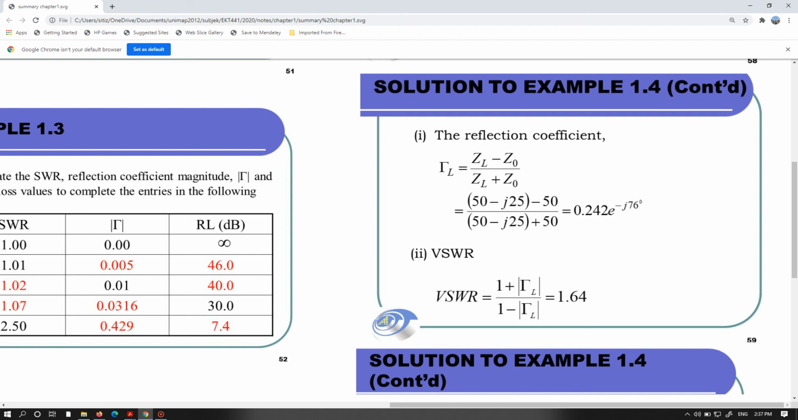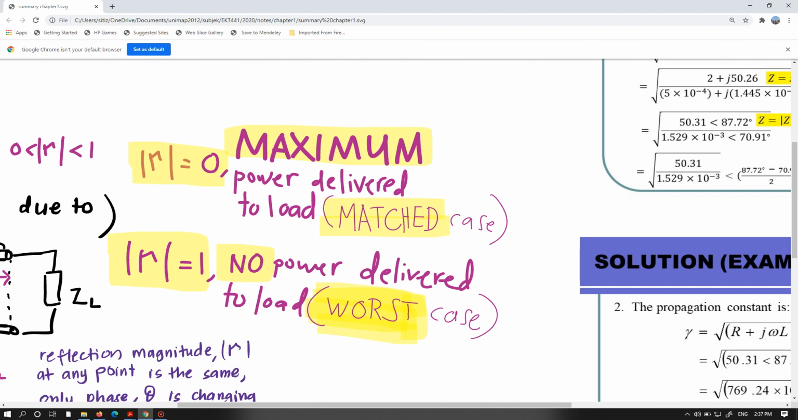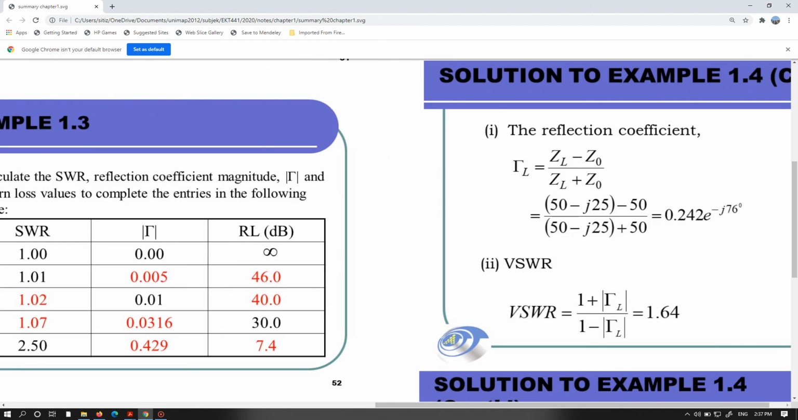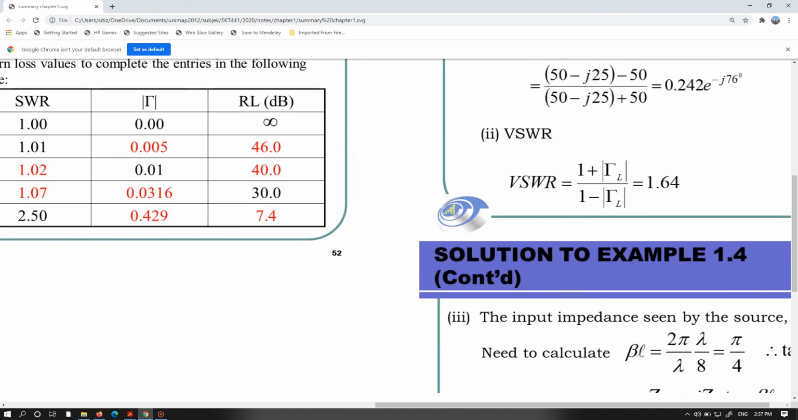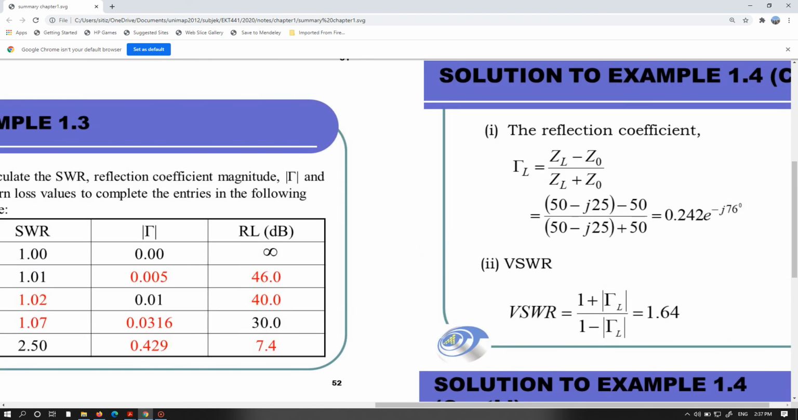If you leave it in Cartesian, you cannot know the magnitude, because from the magnitude itself, which ranges from 0 to 1, you know whether your load is giving reflection or not. So that's why we want to know the magnitude. And here you have to leave your answer in terms of magnitude and phase. Also, when you know the magnitude, you can use that value to calculate the VSWR and the return loss. So that's why you have to leave it in terms of magnitude and phase.